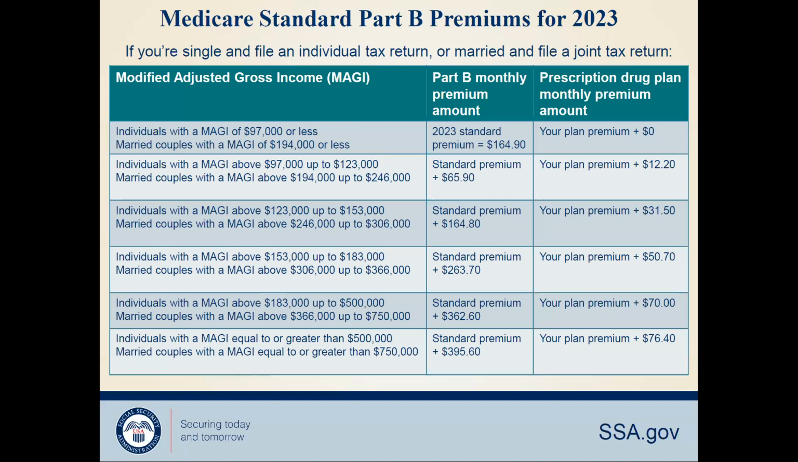To decide your IRMAA, we ask the IRS for your modified adjusted gross income, which is the MAGI. That equals your adjusted gross income plus certain tax-exempt income from the federal income tax return you filed 2 years ago. For example, your 2023 Part B premium is determined by the MAGI on your 2021 return. If your 2021 tax return is not available, we'll use your 2020 tax return.